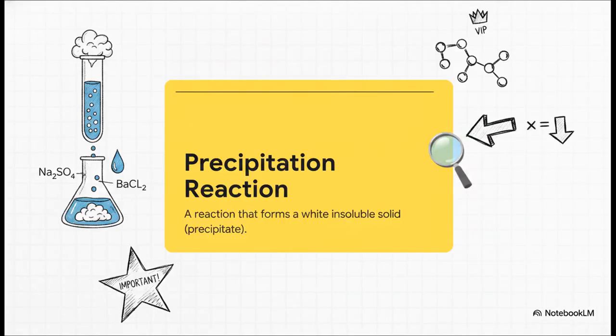Now, let's talk about a specific outcome of some of those double displacement reactions we mentioned earlier. If a reaction creates an insoluble solid that just sinks to the bottom of your test tube, you've got yourself a precipitation reaction. This is a massive VIP concept for your exams. A classic example you absolutely need to memorize is barium sulfate. It's this bright white precipitate that appears the instant you mix sodium sulfate and barium chloride solutions.